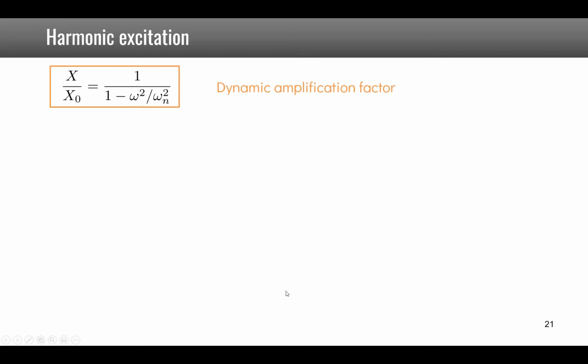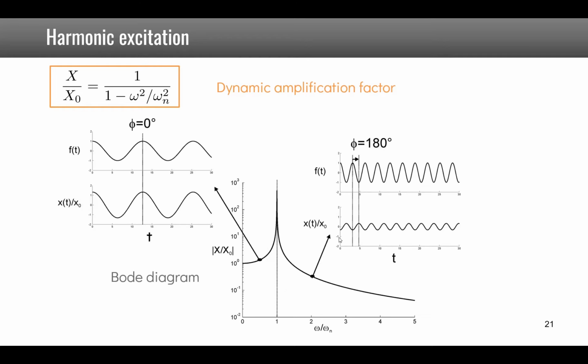Now this factor, the 1 over 1 minus omega squared divided by omega n squared, is a dynamic amplification factor. It represents by how much the displacement is amplified when you are exciting at a certain frequency rather than statically. And so this dynamic amplification factor can be represented in a Bode diagram, where the x-axis here is the frequency of excitation. So here it is normalized by the natural frequency of the system. And on the y-axis we are looking at the amplitude of x over x0.